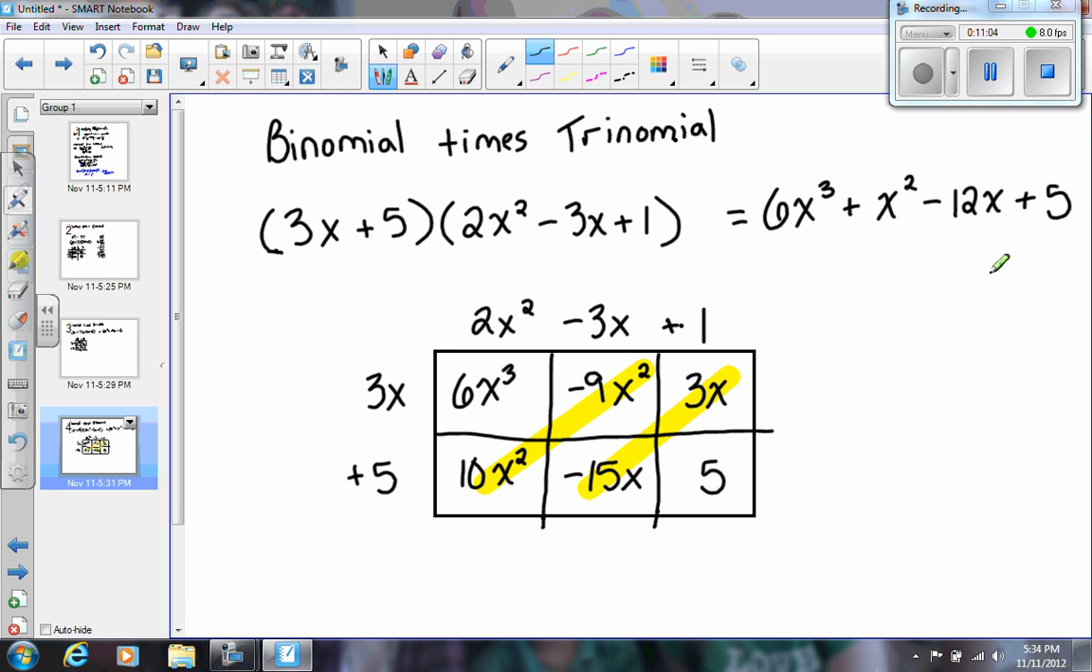And if you need to go over any of these parts, you can rewind this and take a look, and we will practice these in class tomorrow.